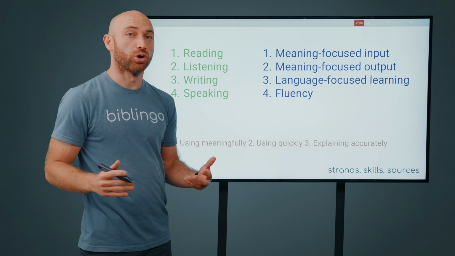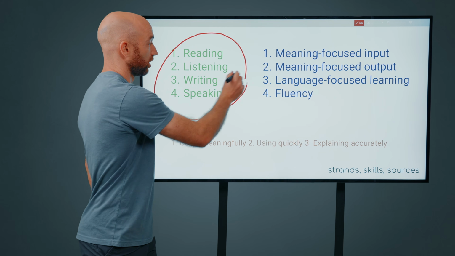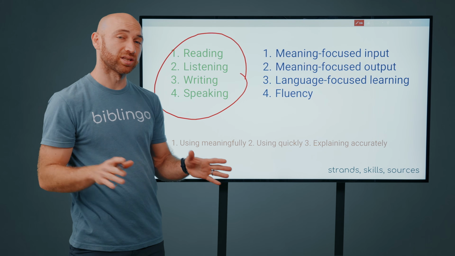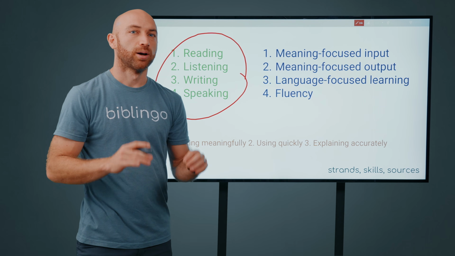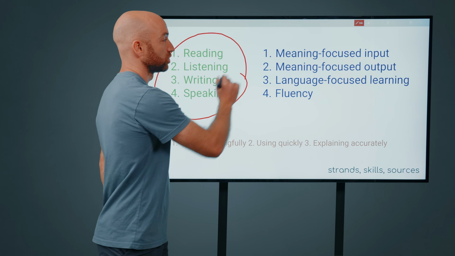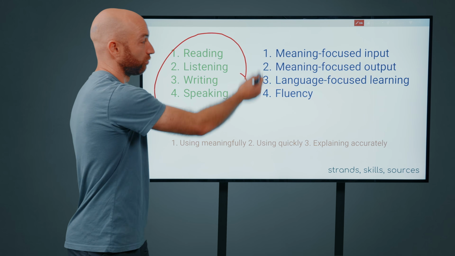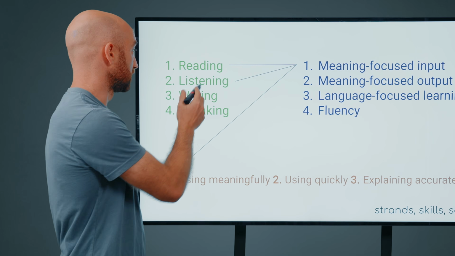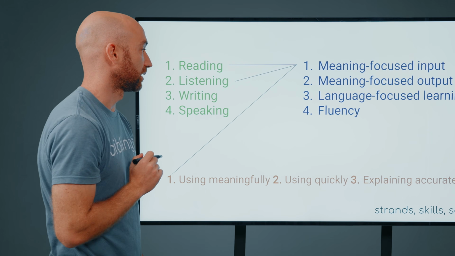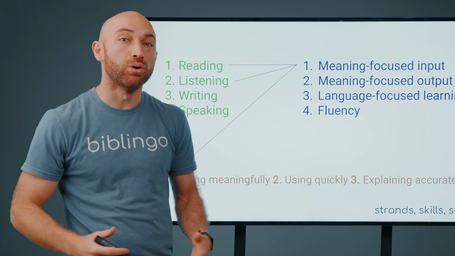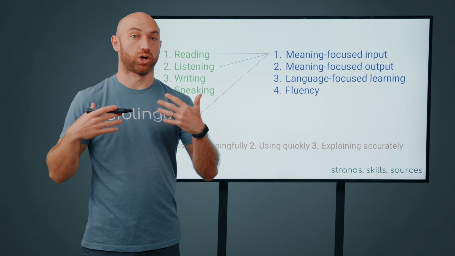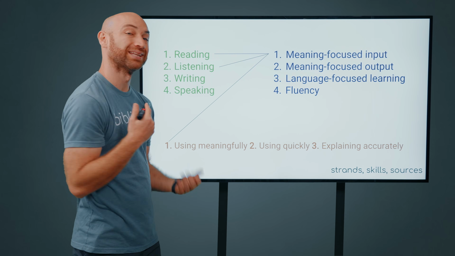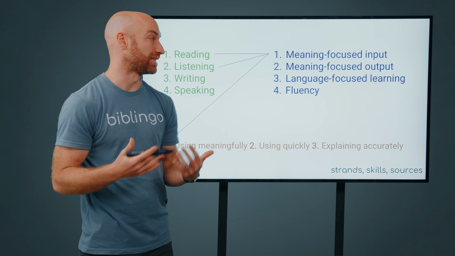So everyone pretty much knows what these 4 language skills are, okay? Reading, listening, writing, speaking. So we are gonna talk about some of the characteristics of those, but we're especially gonna relate them to these 4 strands, Paul Nation's 4 strands. So first, there is reading and listening, okay? Reading and listening are both input. You are not actually producing language when you read or listen. You are receiving language. In that sense, they are input.